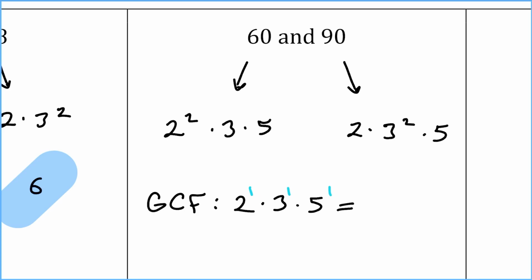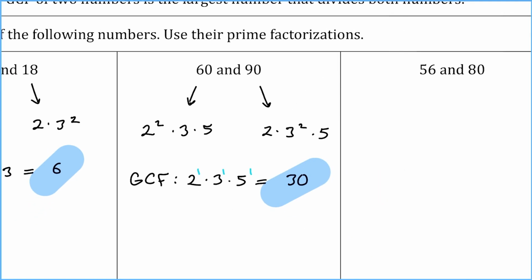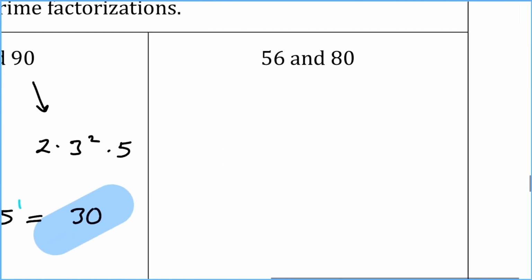But that's just 2 times 3 times 5, which is 30. And so 30 is the greatest common factor of 60 and 90, which means that it is the largest number that divides, that goes into both 60 and 90. All right, let's do this with 56 and 80.